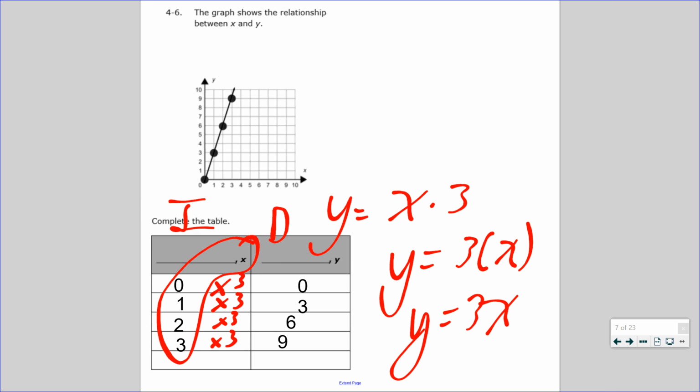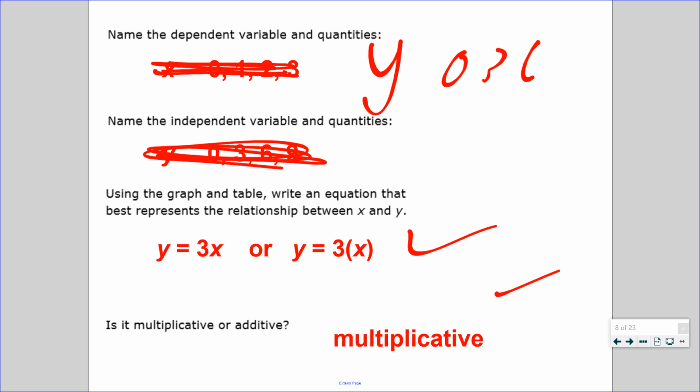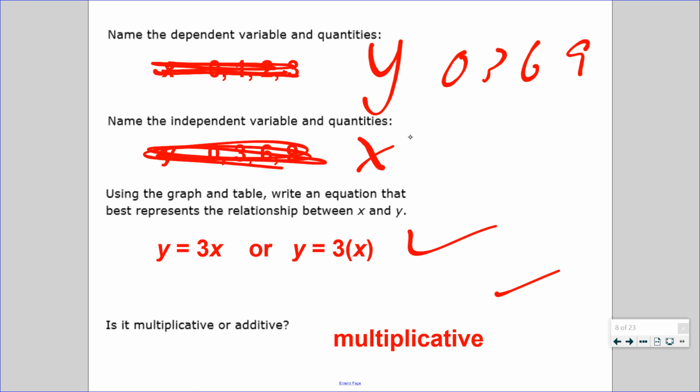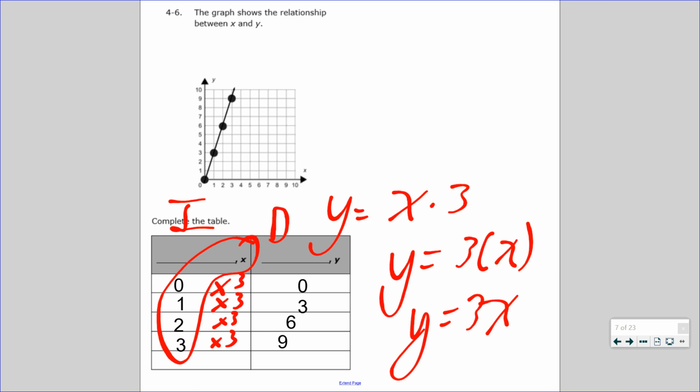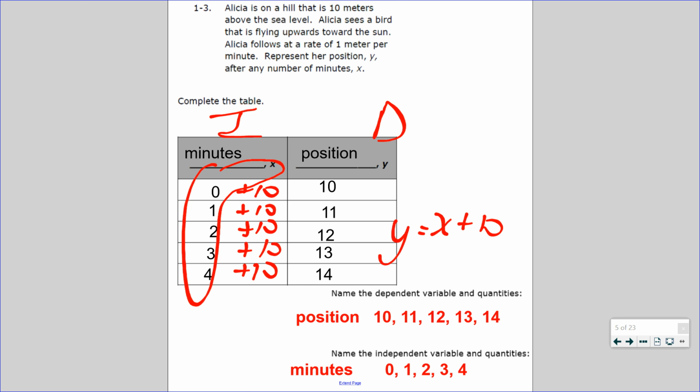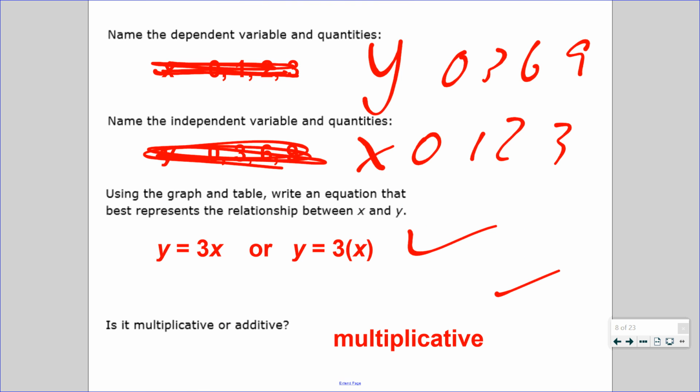And what numbers do you see? 0, 3, 6, 9. Name the independent. It is x, 0, 1, 2, 3. Let me go back here and make sure I did this correctly. The dependent is the position. The independent is the minutes. How embarrassing. I'm so embarrassed about that.